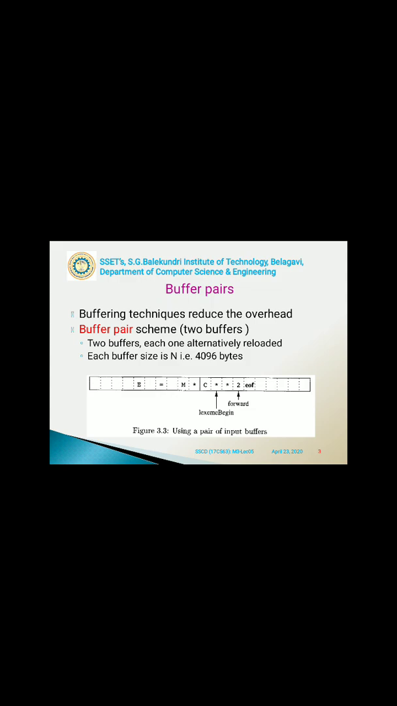In this example, assume that we have taken buffer sizes of 4096 bytes. You can see just an example here. One sample input is taken here. It's a Fortran language input, that is E = M * C ** 2. You can also observe that there is an end of file marker. In this case the input is very short, so we have taken only one buffer.